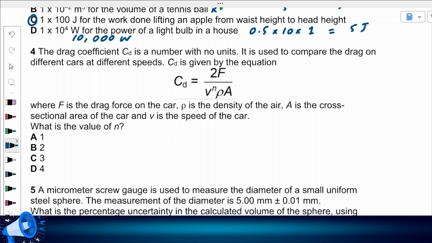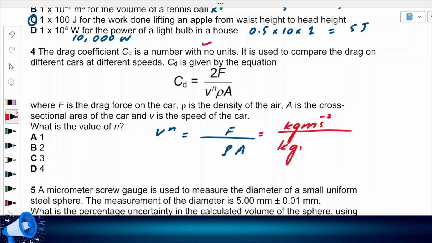Okay, let's move on to the next one. We have to calculate the value of n. We'll make v^n the subject. v^n equals 2F over Cd times density times area. Now everything which is unitless would be removed from the equation. Cd is also a unitless quantity. It's given in the question. It has no unit. Now what is the unit of force? kg m s^-2. Divided by, what is the unit of density? kg m^-3. What is the unit of area? Meter squared.